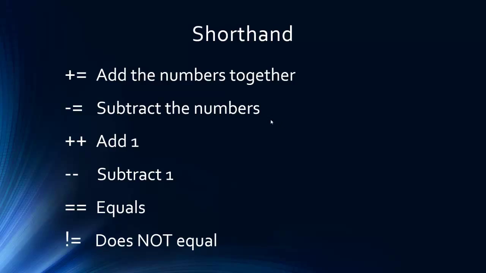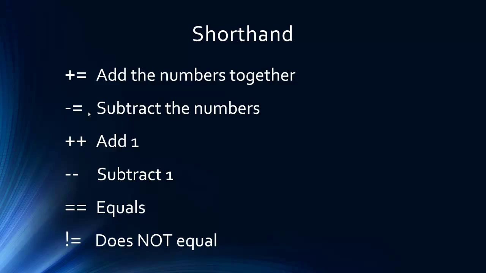So using these in code, if I did x plus equals 3, it would add the two together. If I did x minus equals 3, it would remove 3 from x. If I do x plus plus, it adds 1 to x. If I do x minus minus, it subtracts 1 from x. If I do x equals equals 5, it means that's a Boolean statement. Does x equal 5? In that case, it would be false. Or, well, you get the idea. And then does not equal. So exclamation point equals means does not equal. And we'll see this later on in some code.